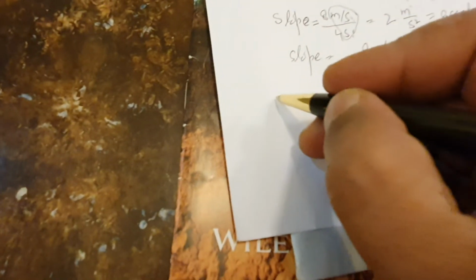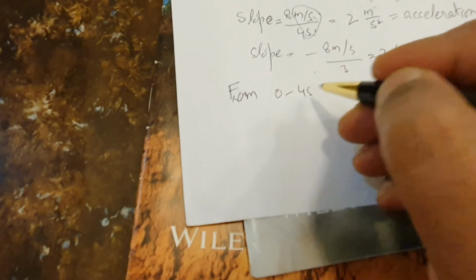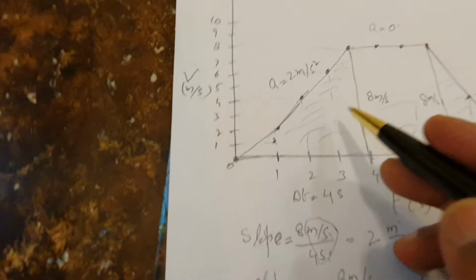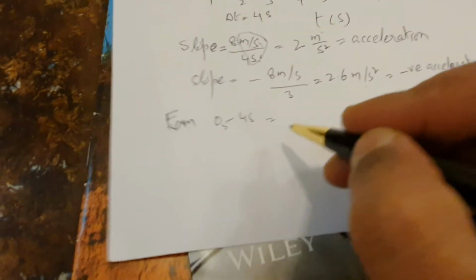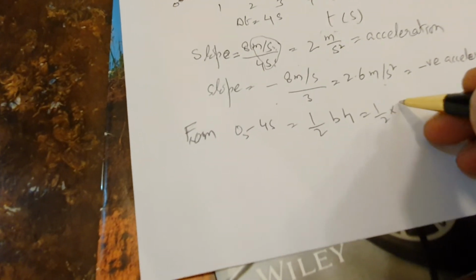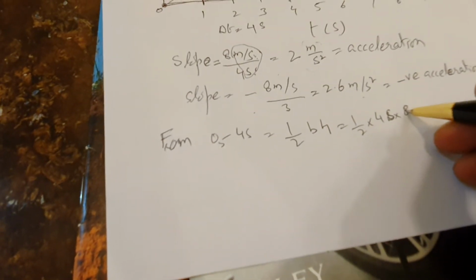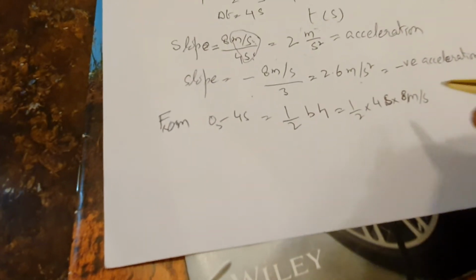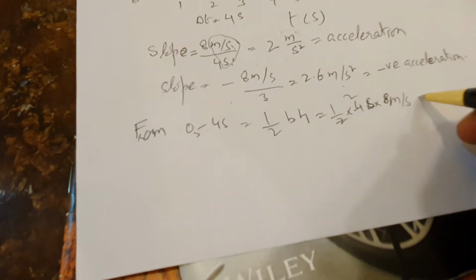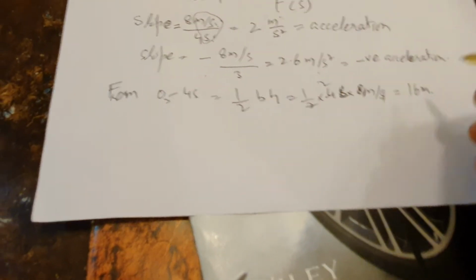So from 0 seconds to 4 seconds, I have a right angle triangle, and the formula for the right angle triangle is 1 over 2 base times height. Base is 4 seconds, and height is 8 meter per second. Seconds are cancelled with second, and that would give me 16 meters.